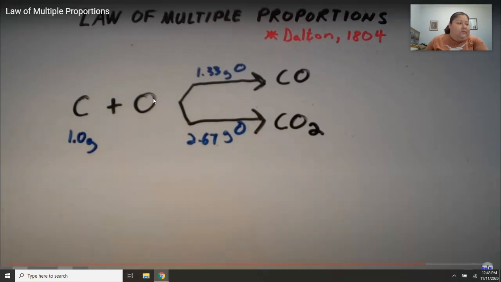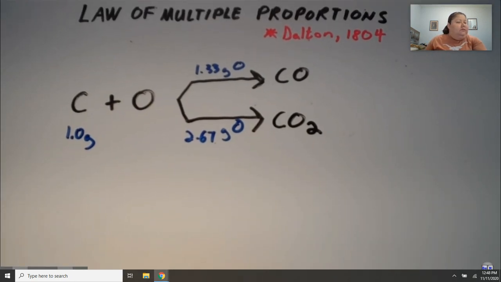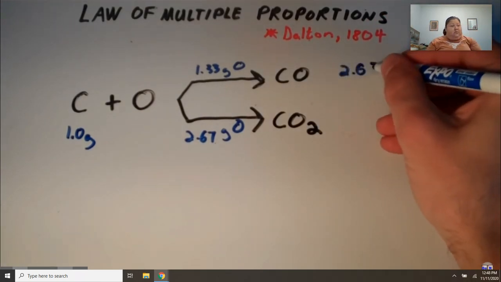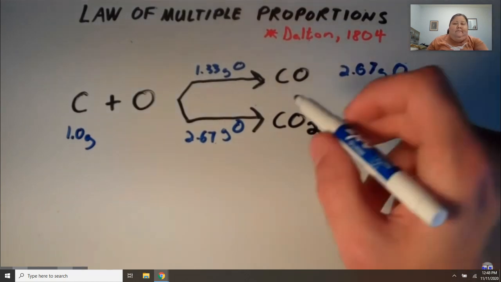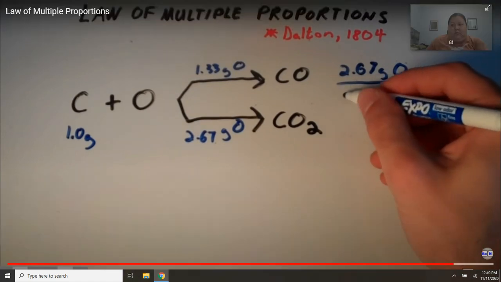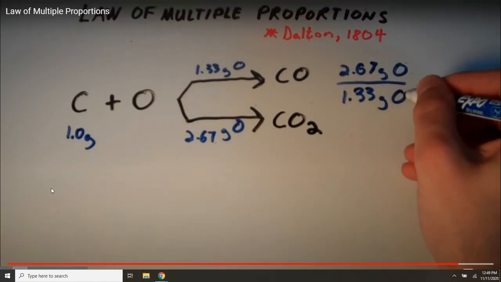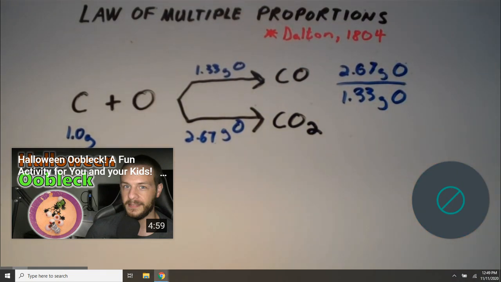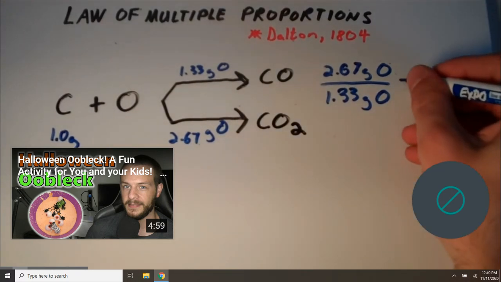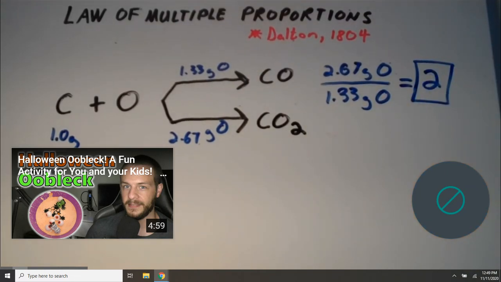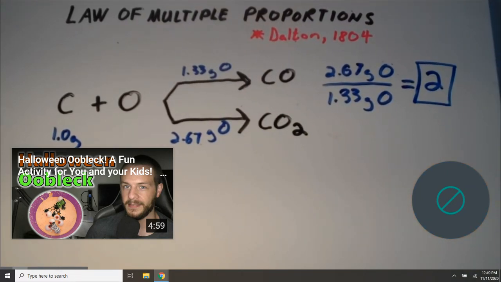So now what we're going to do is divide the larger by the smaller. So if I take 2.67 grams of oxygen from the CO2 molecule, and I divide that by 1.33 grams of oxygen from the carbon monoxide, then I will get a small whole number, which is 2. So that, in a nutshell, is the law of multiple proportions.